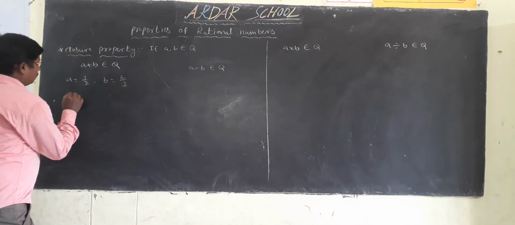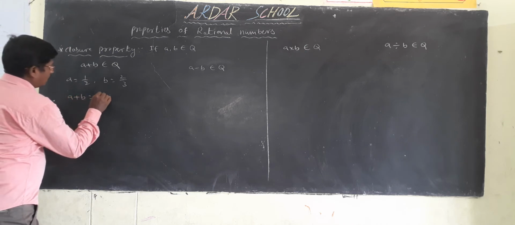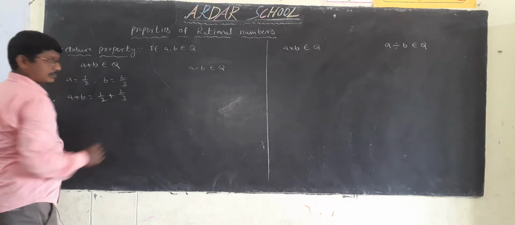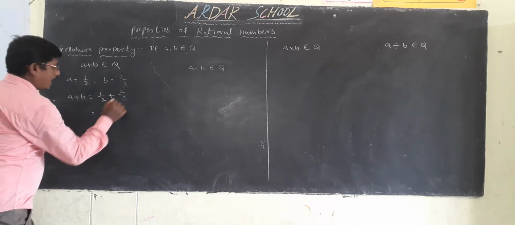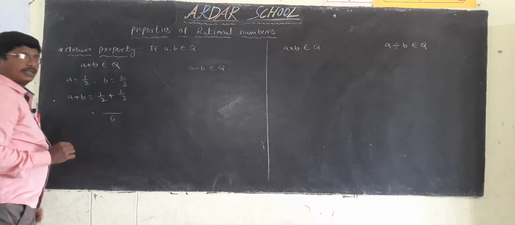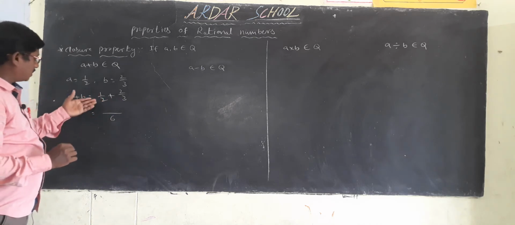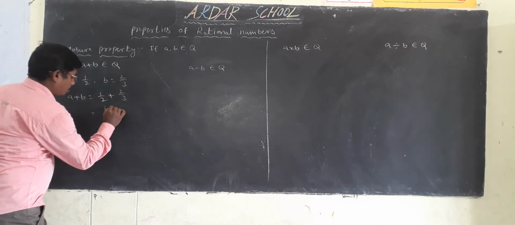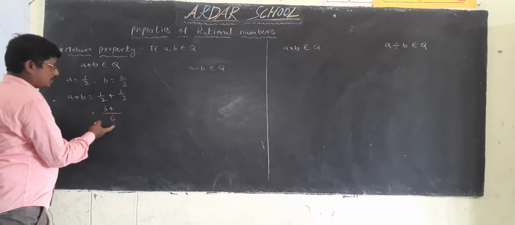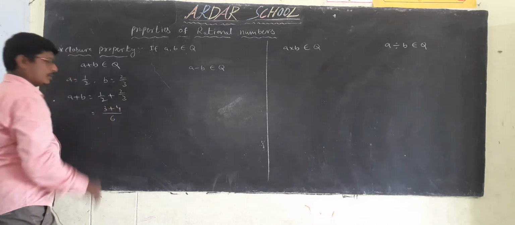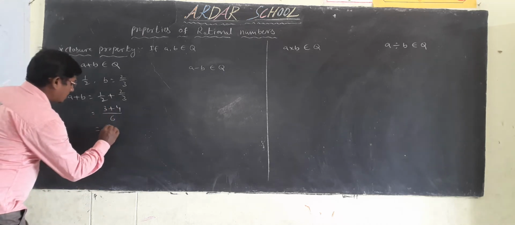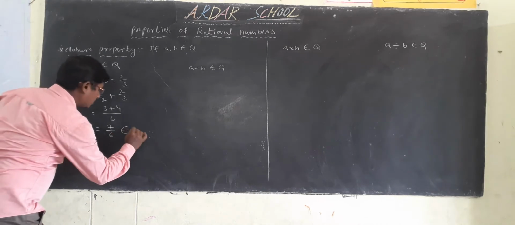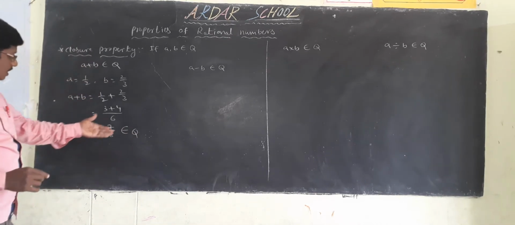Here a plus b is equal to 1 by 2 plus 2 by 3. The LCM of 2 and 3 is 6. 2 threes are 3, 1 three is 3, plus 3 twos are 2, 2 twos are 4. That is equal to 7 by 6. Does 7 by 6 belong to Q? Yes, 7 by 6 belongs to Q.